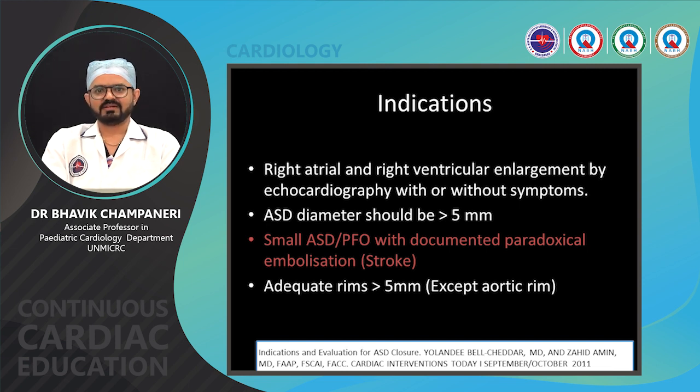Again, aortic rim deficiency is not a criterion. Most of the cases in which we are doing ASD device closure have deficient aortic rim. Most important rim is IVC and mitral rim, and it is always desirable to have IVC and mitral rim which is more than 5 mm.